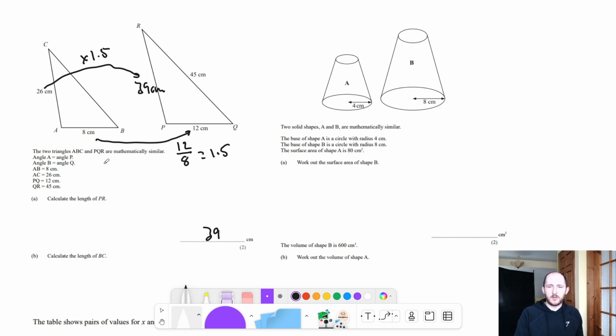Now what if I need to go to BC? So if you notice I'm going from 45 to this. Well, I can see my number's going to get smaller, right? Because it's gone from the bigger shape to the smaller shape. So instead of timesing by 1.5, I just divide by 1.5, which should give me an answer of 30 centimetres.